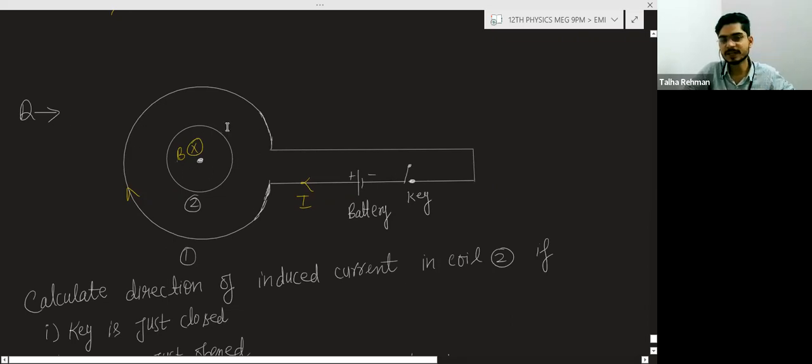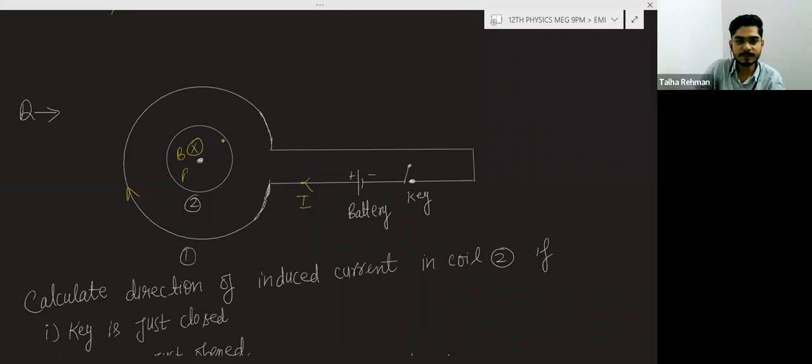The flux linked with the coil number 2, actually this coil number 2 is in the magnetic field of coil number 1. As the current is increasing, this magnetic field is increasing. So the magnetic flux linked with this coil is increasing. So the induced current will generate the induced magnetic field in the opposite direction of this magnetic field. So your induced magnetic field will be outwards. Outwards means the current will be in the anti-clockwise direction.